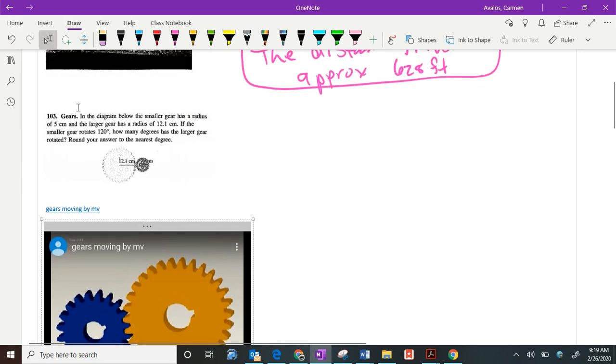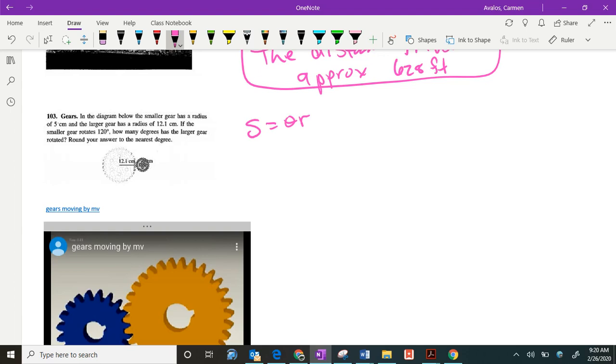Looking at the diagram below, the smaller gear has a radius of 5. Let's assume this one here has a radius of 5 and it only travels 120 degrees. The small one travels 120 degrees. How many degrees has the larger gear rotated? We want to know the angle in which this one is rotating, and we're going to round our answer to the nearest one. Here's the thing: we are talking about distance. It's not a rate, so we're just going to use the same formula, S equals theta r.